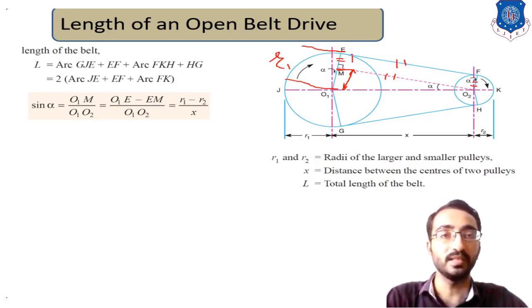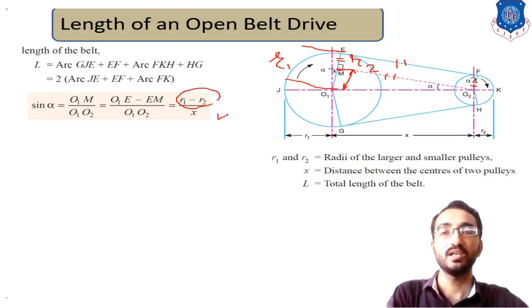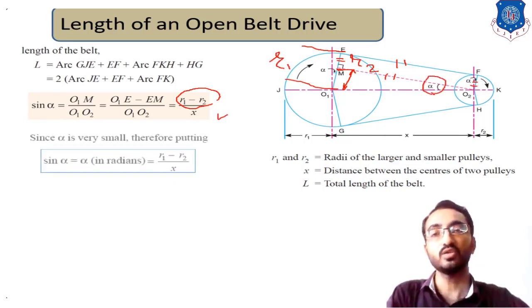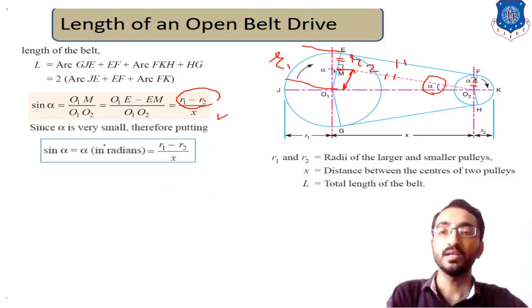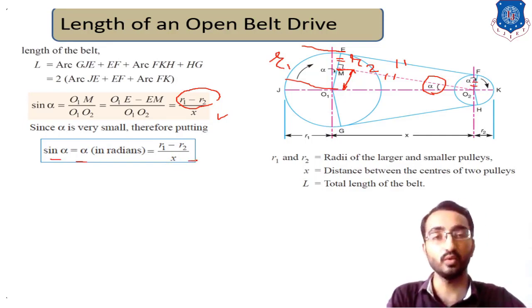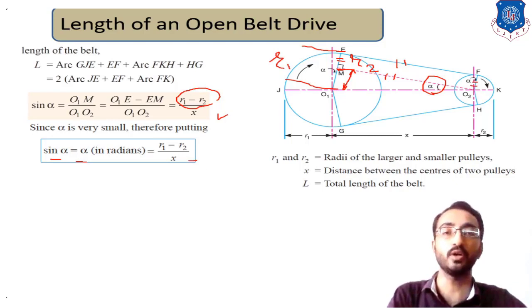So this one is your distance R2, because this vertical distance is similar to this. Now the remaining distance can be obtained by R1 minus R2 divided by x. This equation will give you the value of sine alpha. Over here we can observe that this value of angle is very small. So if alpha is a very small amount, then sine alpha is equal to alpha, and that's why your final equation is alpha equal to R1 minus R2 upon x.